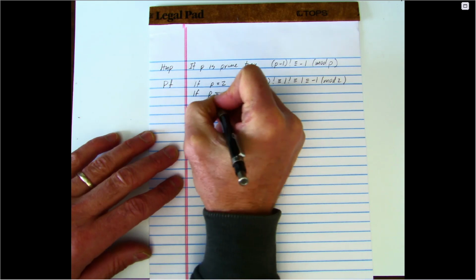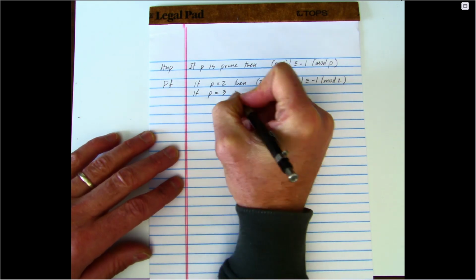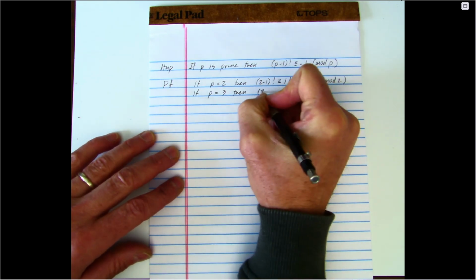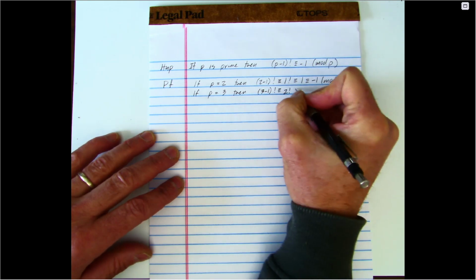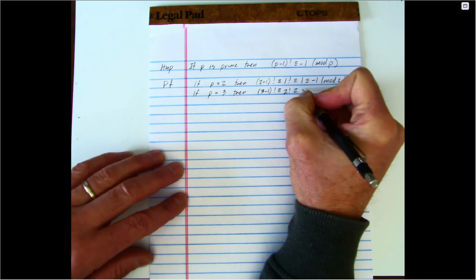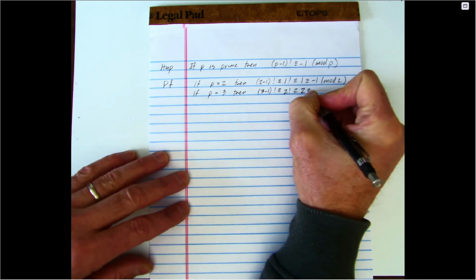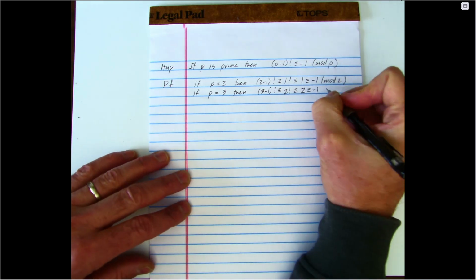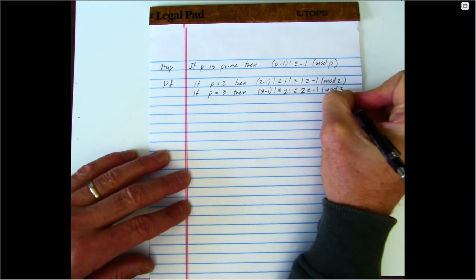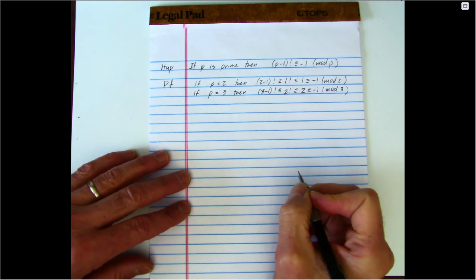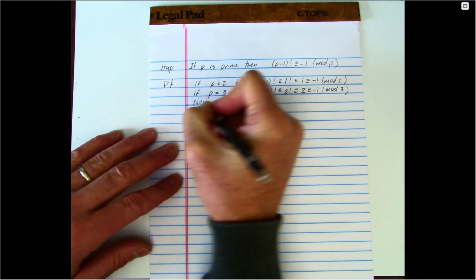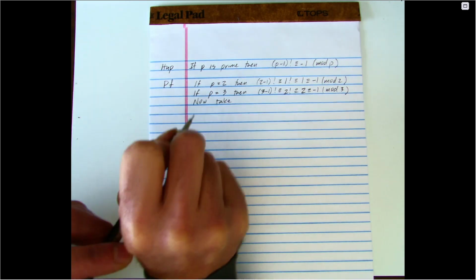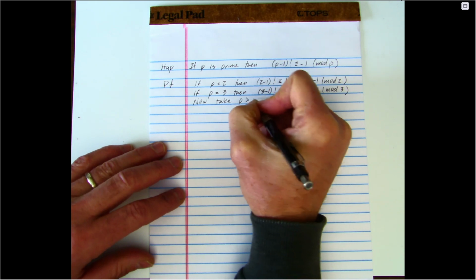If p is equal to 3, then what do we get? We get 3 minus 1 factorial. That's 2 factorial. 2 factorial is 2 times 1, so that's just 2. And 2 subtracting 3 is negative 1 mod 3. So it certainly works for 2 and for 3. So now take p to be strictly greater than 3.